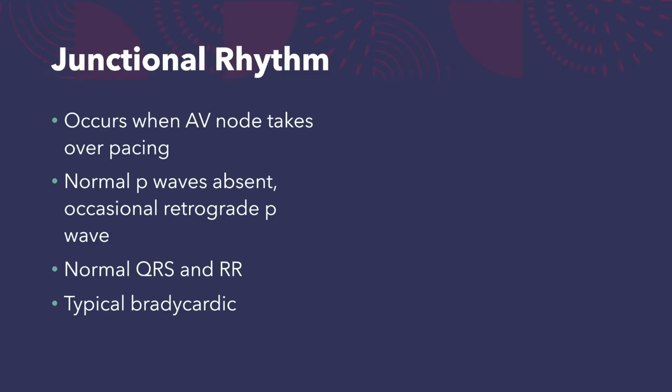Darn it. So a junctional rhythm occurs when the AV node takes over pacing. The P waves are absent. So this is a rhythm with no P waves, with an occasional retrograde P wave. Everything else is normal: normal QRS, normal RR interval, typically a slow heart rate. You just don't see any P waves. So junctional rhythm is something that needs to be investigated absolutely by the patient's cardiologist.